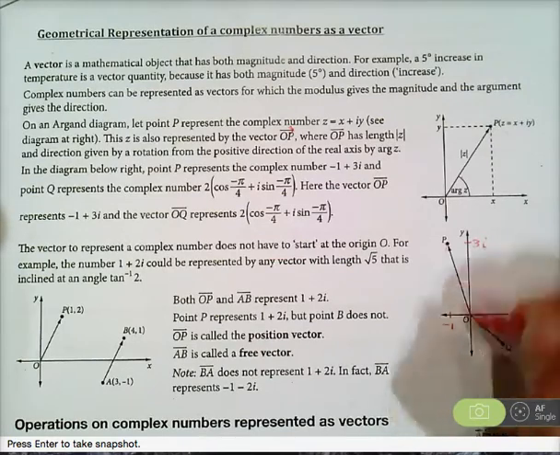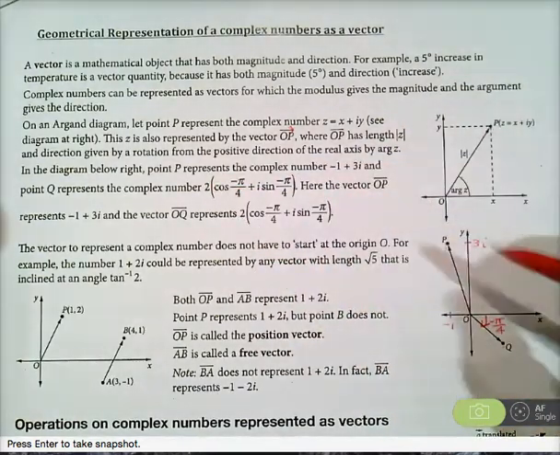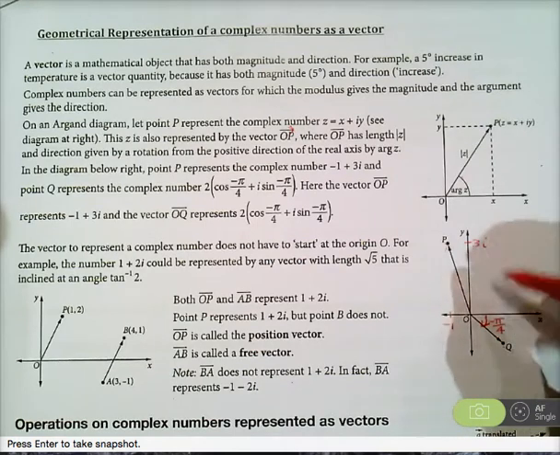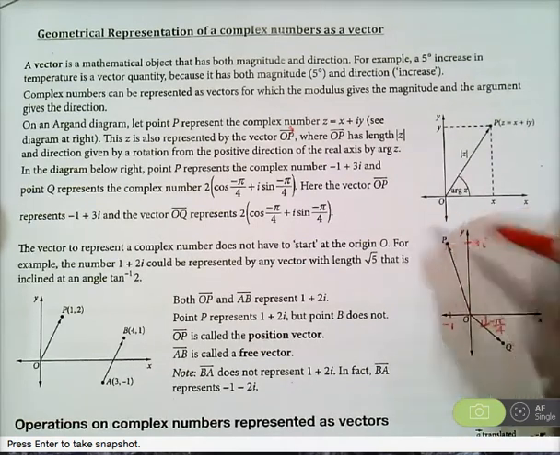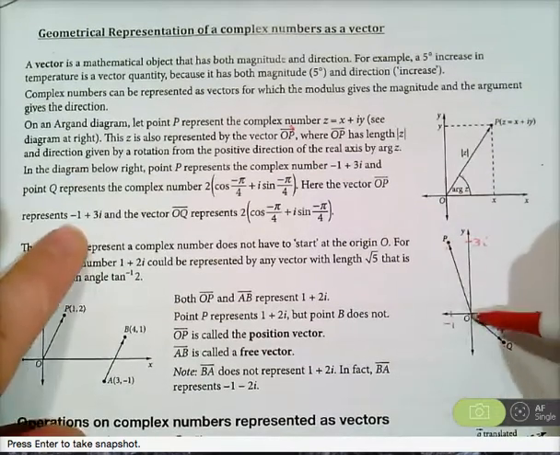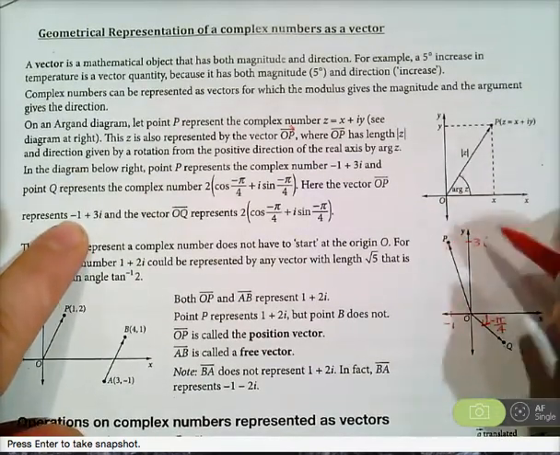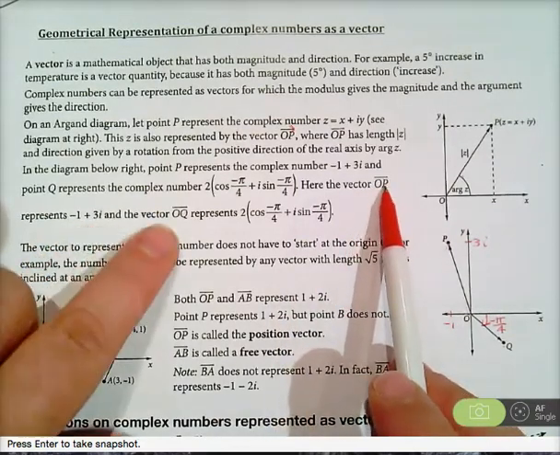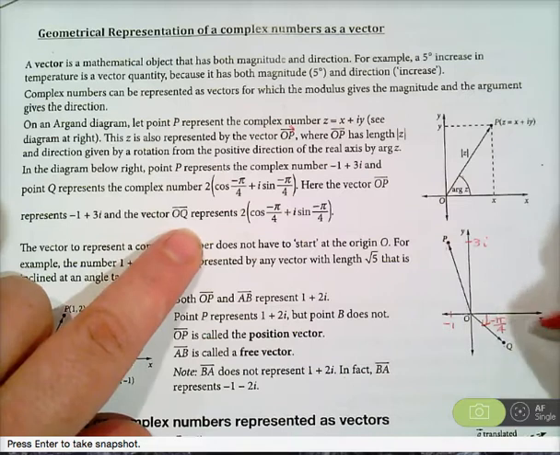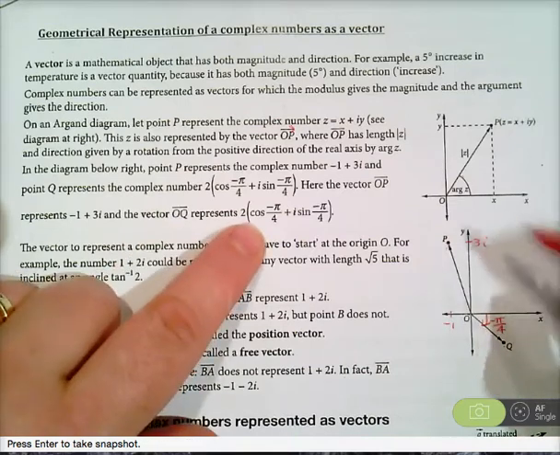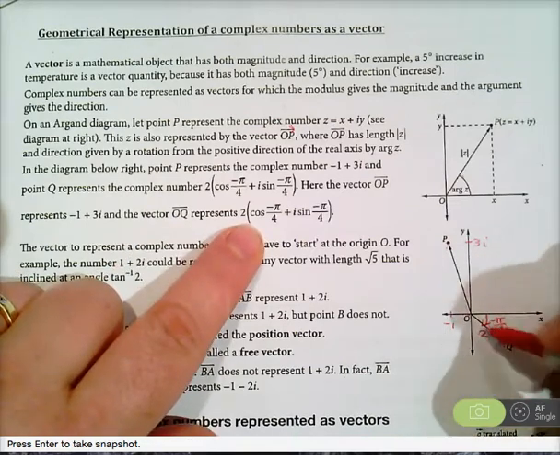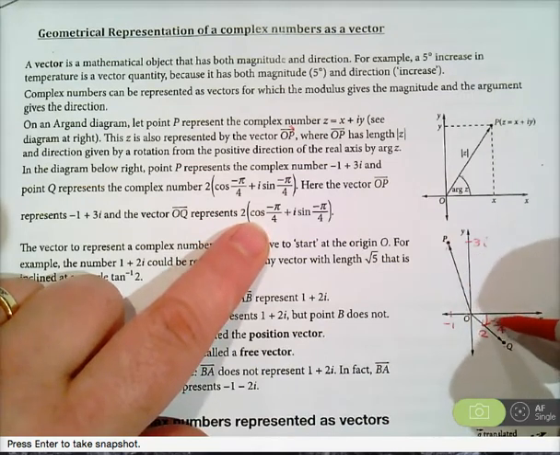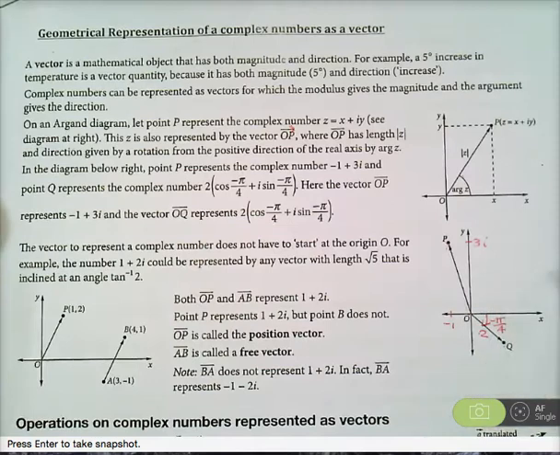Now 2 is the modulus, okay? And the argument here is -π/4. So here, the vector OP represents the complex number -1 plus 3i, with the arrow going from O to P, and the vector OQ represents this complex number. Now, 2 is the length of that vector, and -π/4 is the argument, okay?